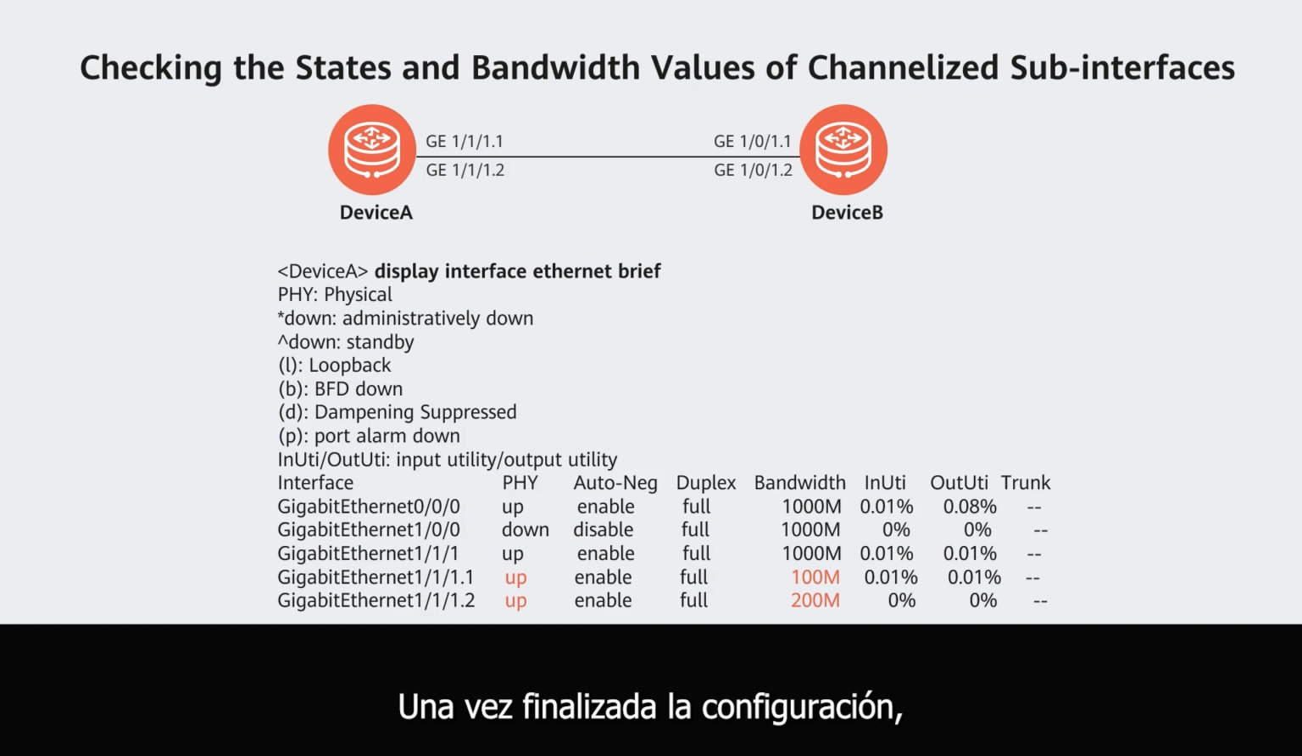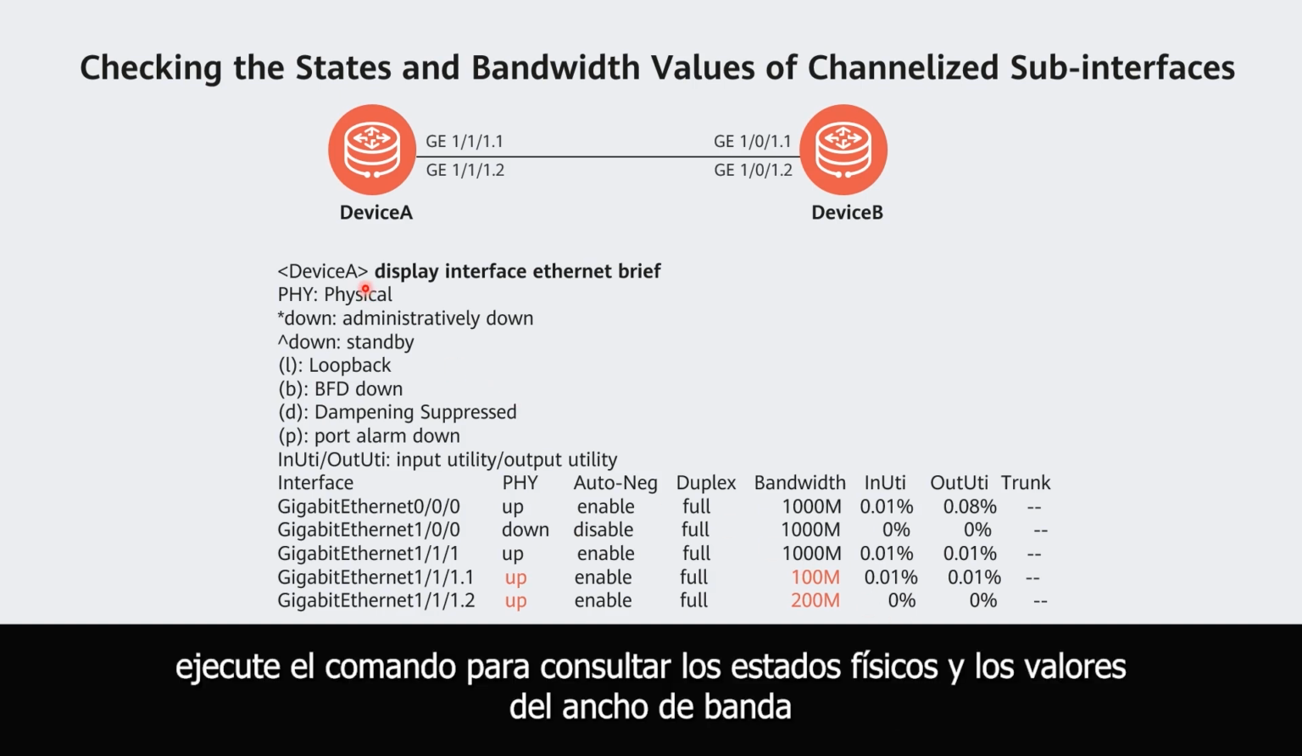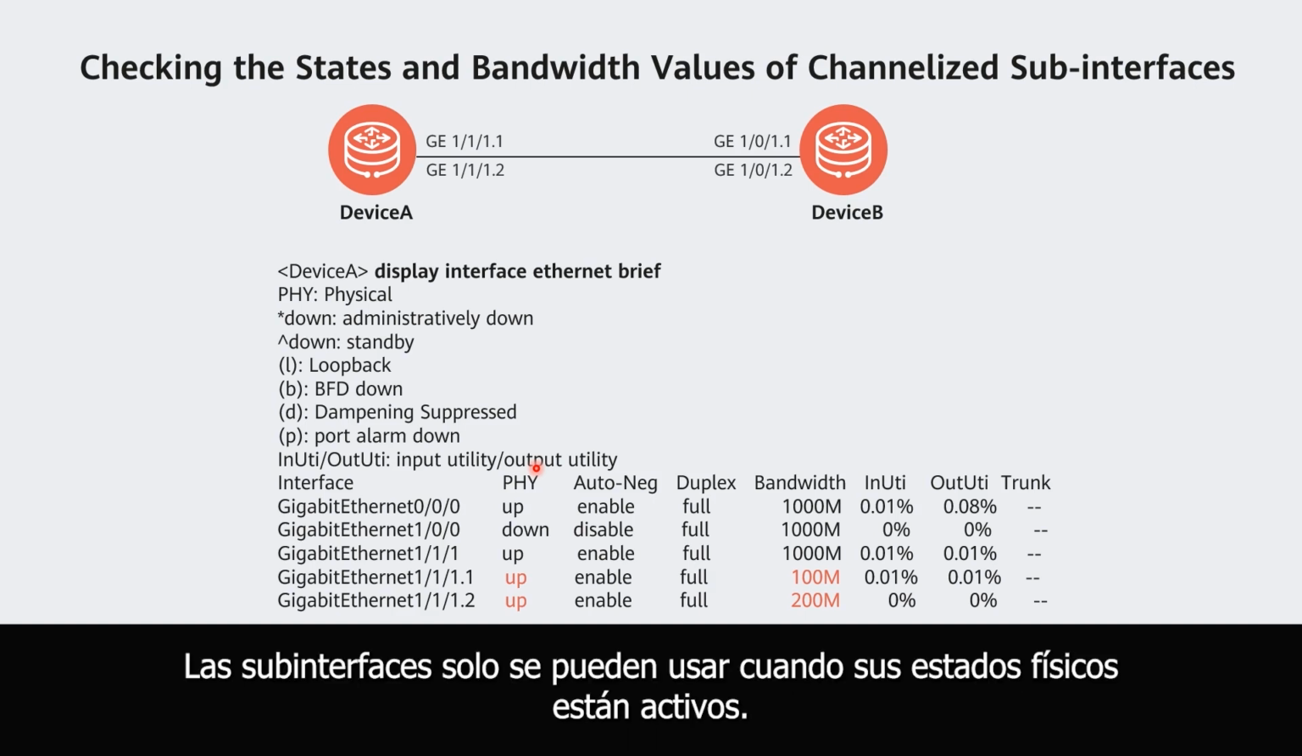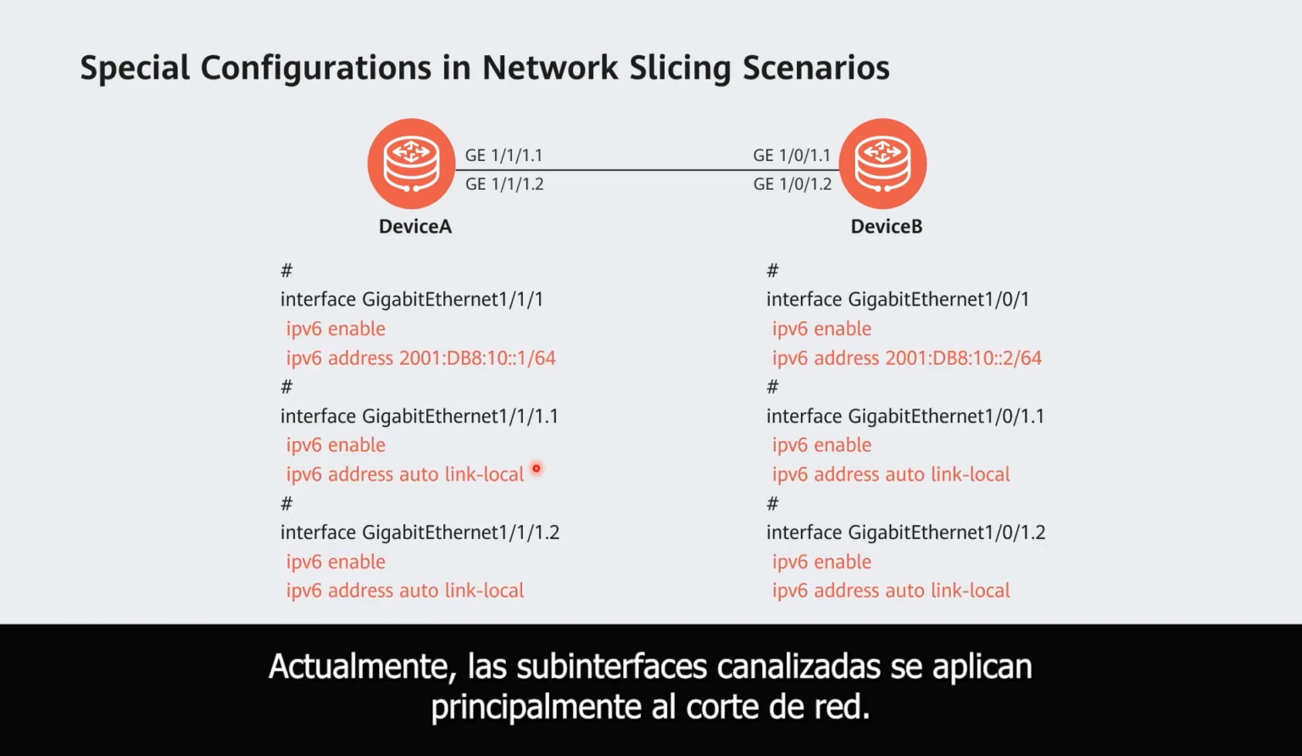After configuration is complete, run the command to query the physical states and bandwidth values of the channelized subinterfaces. If the main interface is down, the corresponding sub-interfaces are also down. The sub-interfaces can be used only when their physical states are up. Currently, channelized sub-interfaces are mainly applied to network slicing.